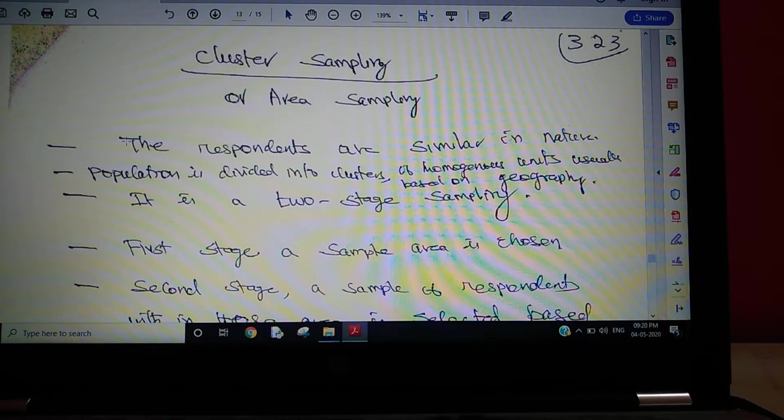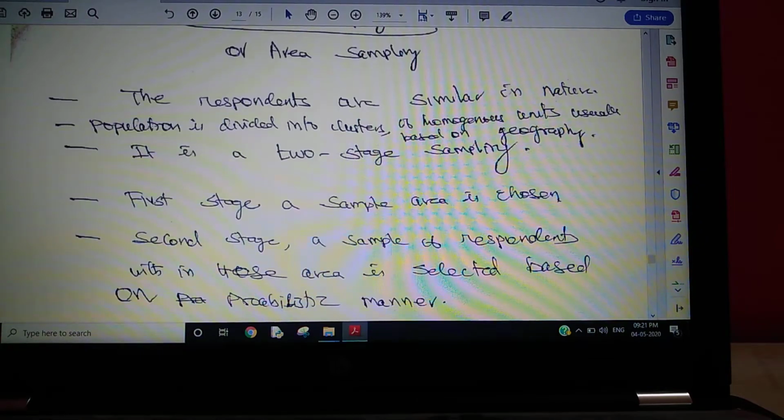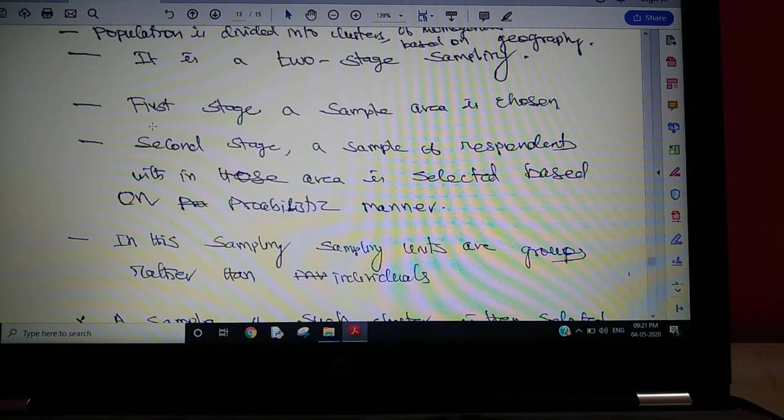Then cluster sampling or area sampling. The respondents are similar in nature, okay, and the population is divided into clusters or homogeneous units, usually based on geography. Cluster sampling is a two-stage sampling. Then it may replicate quota sampling, but I'll explain the difference. First stage, the sample area is chosen. Second stage, a sample of respondents within those areas is selected in a probabilistic manner.